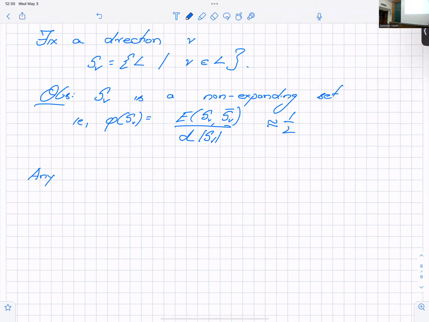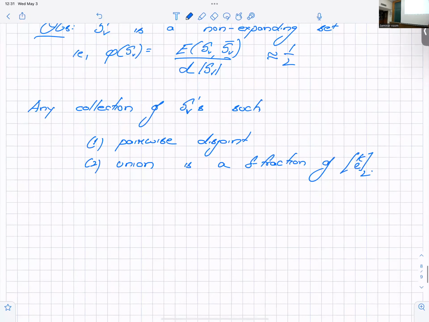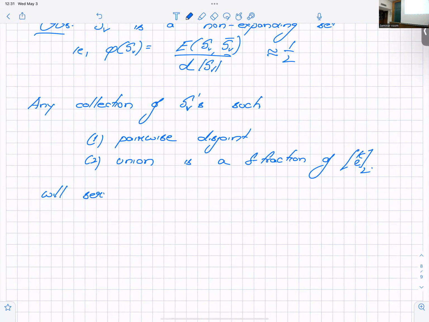Any collection of S_V's such that they are pairwise disjoint and their union is a delta fraction of K L 2 will serve as a counterexample to the conjecture. How can two S_V's be disjoint?